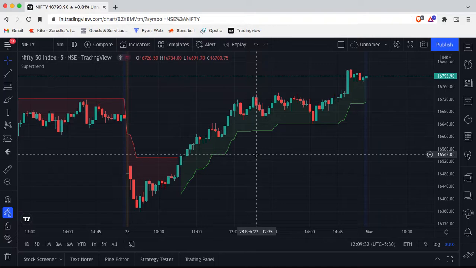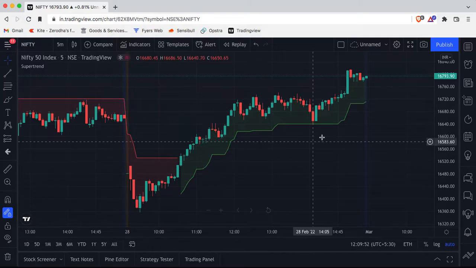Please make sure that in the stock market there is no guarantee that any of these indicators or signals can give you 100% accuracy. This is all used to identify the trend, and based on this we can take our positions.